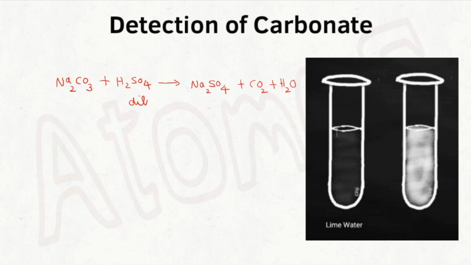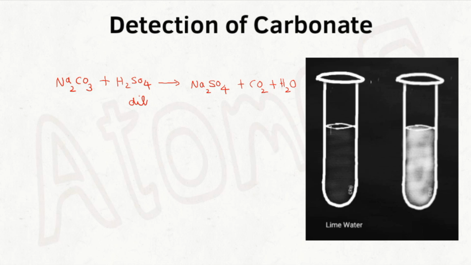Sodium sulphate is a soluble substance. You can't observe any color change or something. But what you can observe, you can see a colorless, odorless gas evolving out of the test tube. In order to confirm whether the gas evolved is carbon dioxide, we will pass it through lime water. What is lime water? Lime water is calcium hydroxide. If you pass carbon dioxide through that, what will happen to that? It will turn milky. Why is the milkiness happening? Due to the formation of calcium carbonate.